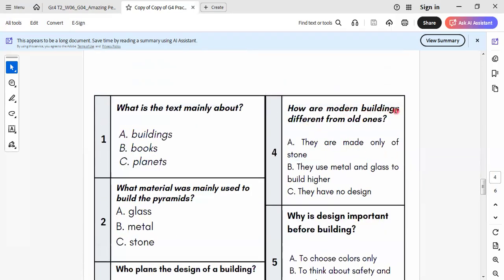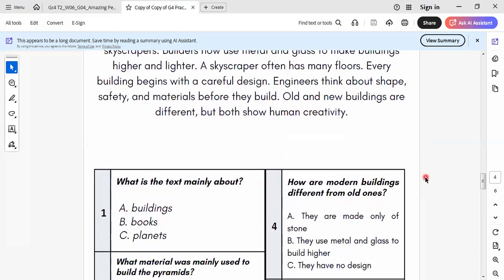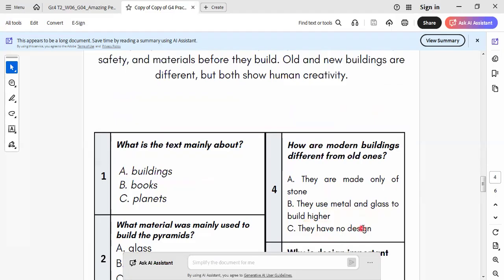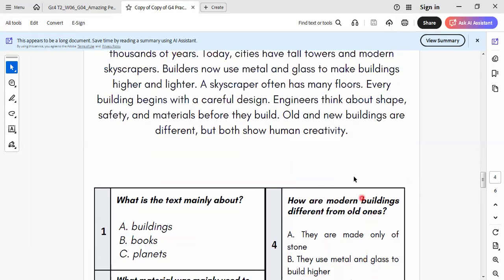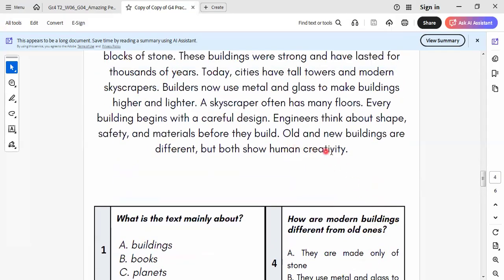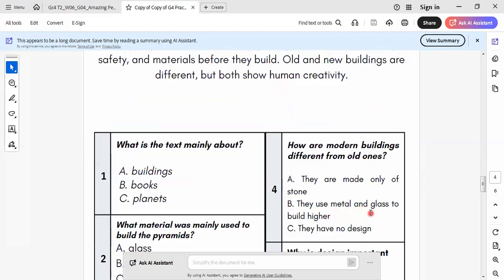How are modern buildings different from old ones? They are not made only of stone, because they use metal and glass to build higher. Different from the past by what? Because they use metal and glass. They use metal and glass to make buildings higher.